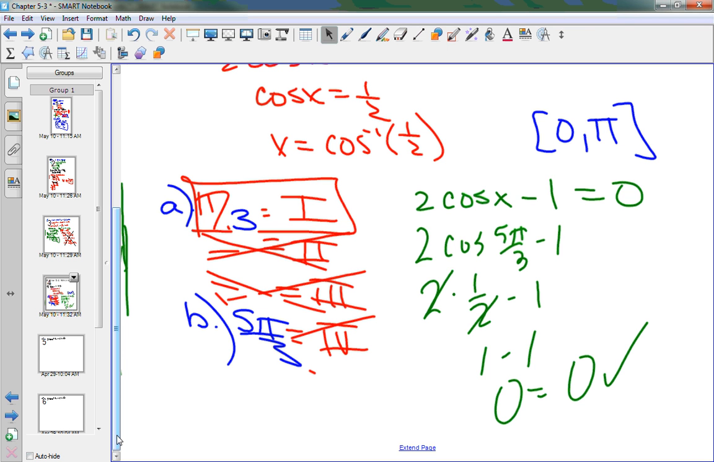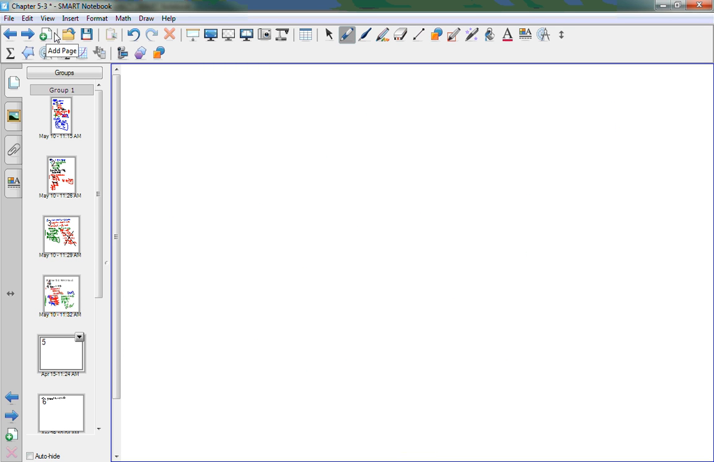Let's do another one in that section so that you guys understand. Number 2. What's another one in that section? Number 2. 16.